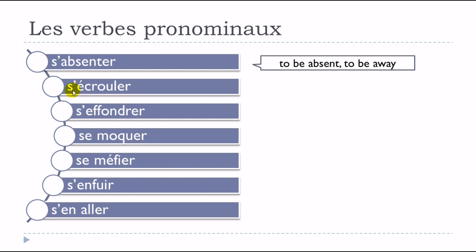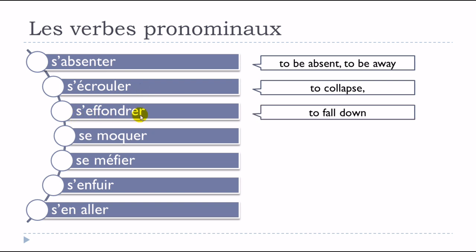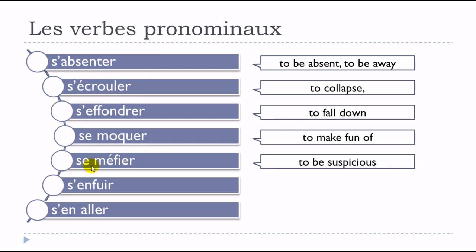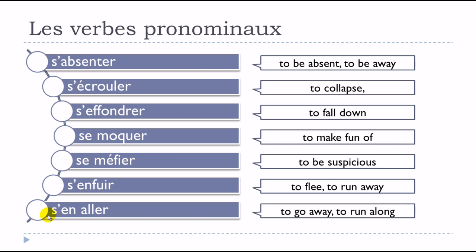S'absenter, s'écrouler, s'effondrer, se moquer, se méfier, s'enfuir, s'en aller. Okay, so you've got here the translations, and keep in mind that if you want to use them, you will have to use them with se, and then of course it will modify the way that you conjugate them. We've been seeing that previously, so you can check the previous videos about that. Okay?